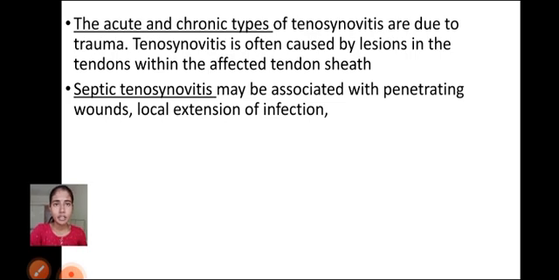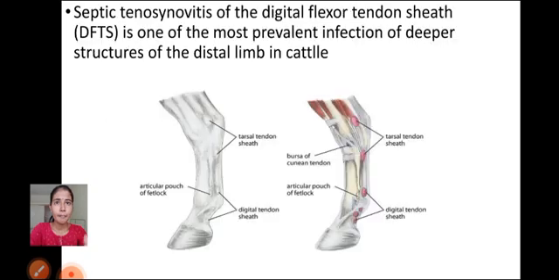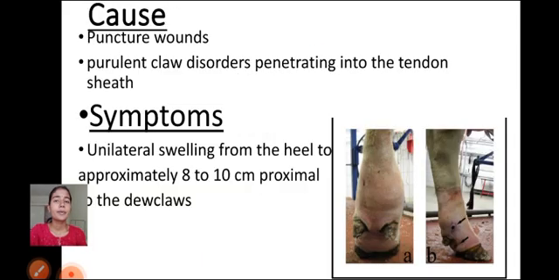Then last one is septic tenosynovitis. This may be associated with the penetrating wounds, local extension of the infection. We can see here the septic tenosynovitis of the distal flexor tendon sheath is one of the most prevalent infections of the deeper structure of the distal limb of the cattle. We can see here the distal tendon sheath, tarsal tendon sheath, and their inflammation.